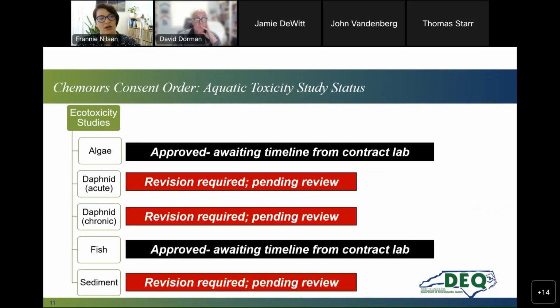Here's another look at all of this. And so as far as our aquatic tox study status, 2 of these protocols have been approved, and we are just in the process of reviewing the revision for the last 3. And so hopefully we'll be able to approve those soon, but it will be based on whether or not the specific requirements from our last conversation and the required revisions are being made and met.